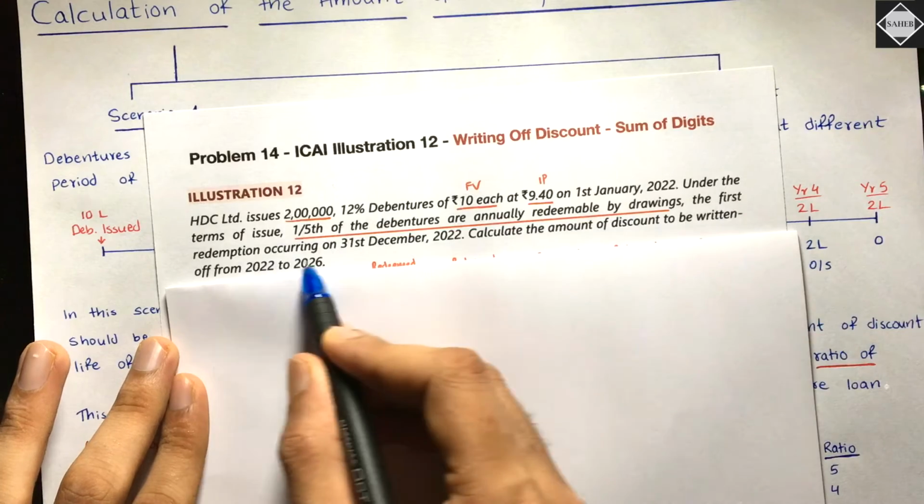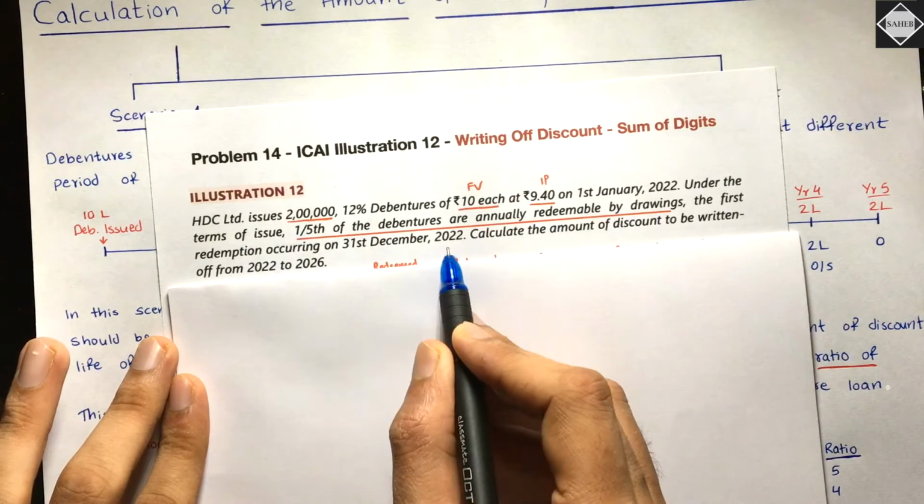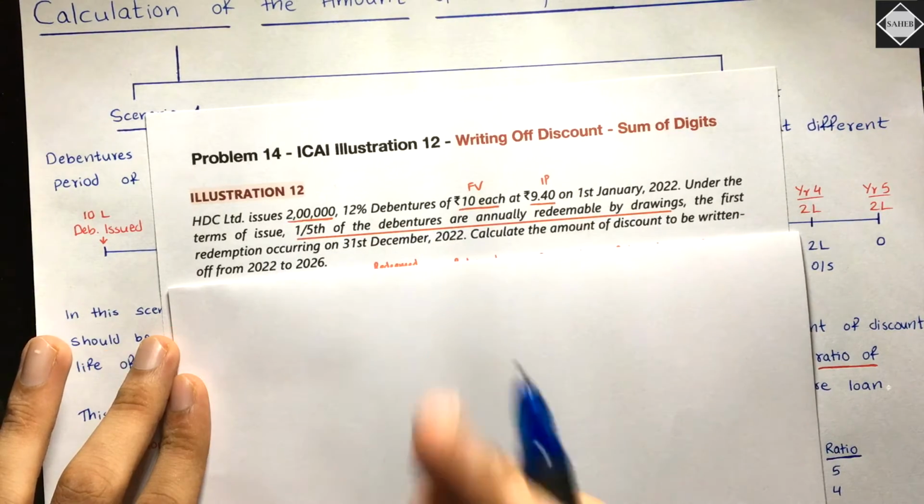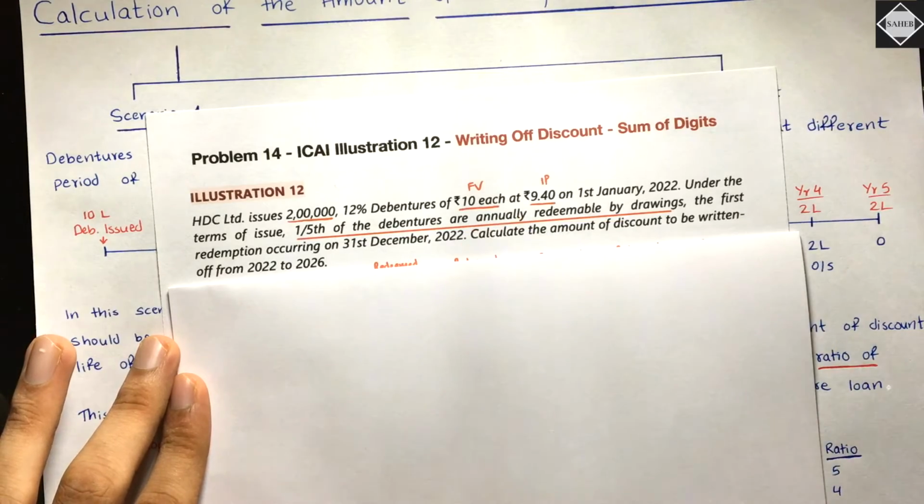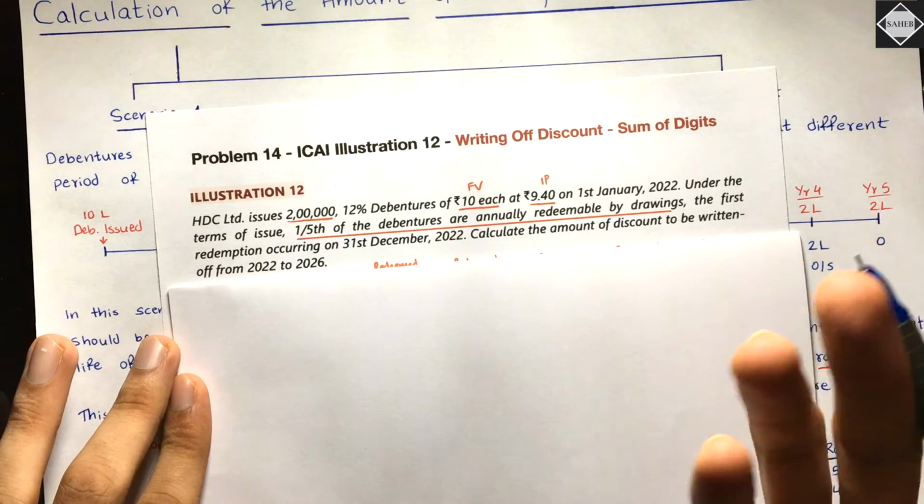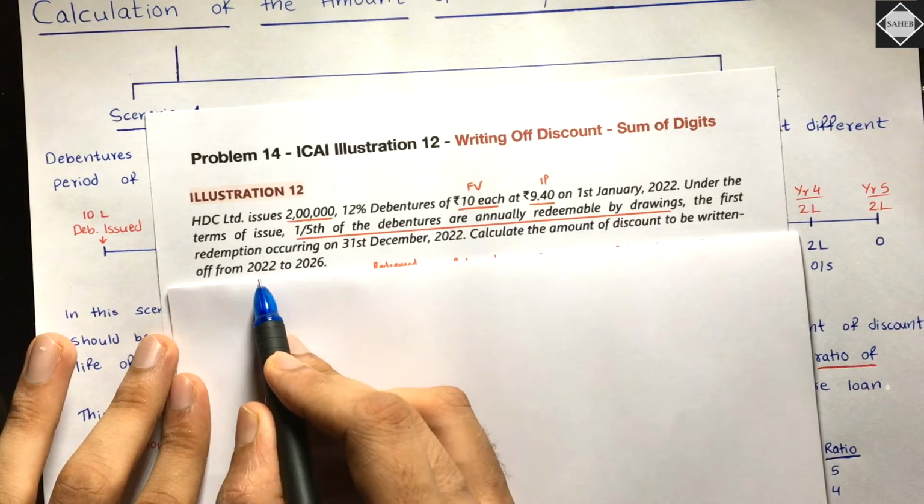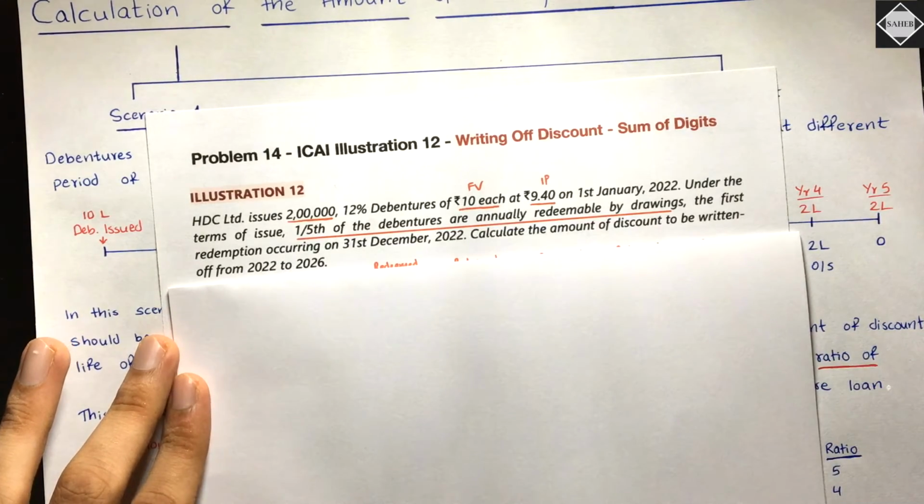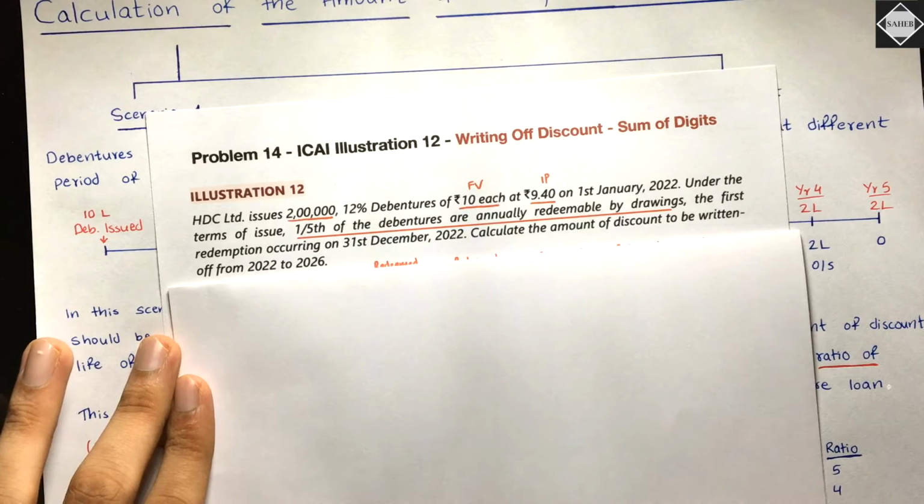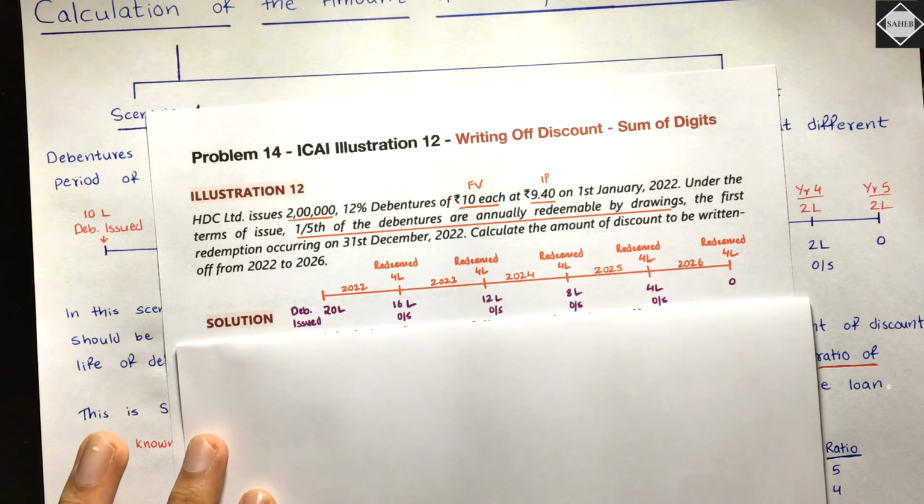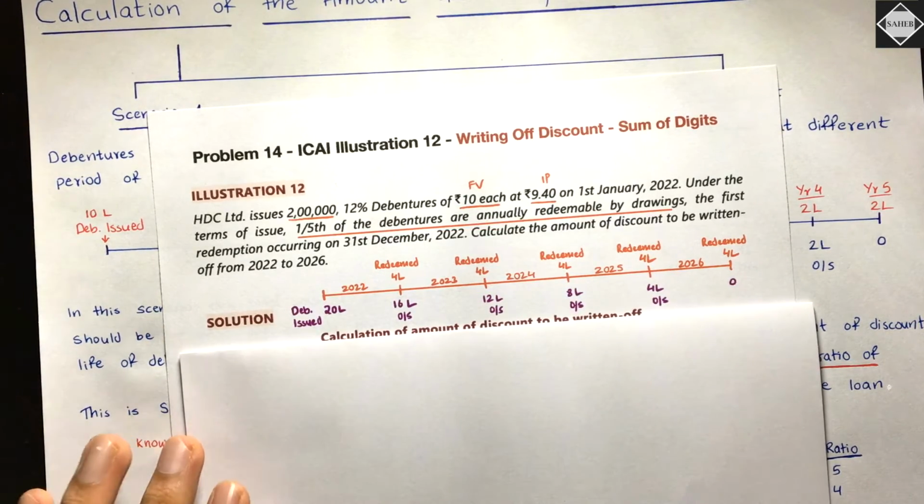The first redemption occurring on 31st December 2022. At the end of the first year, 31st December, they are doing the redemption, and then every year the same thing. Calculate the amount of discount to be written off from 2022 to 2026. All right, so let's just break this question down in a diagram. See here, in the diagram, this is how it will look.